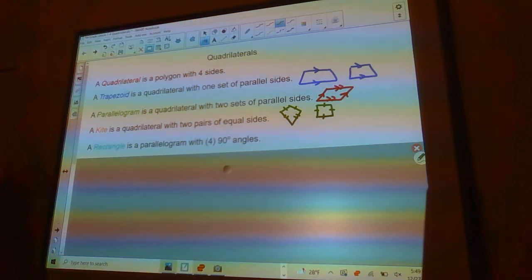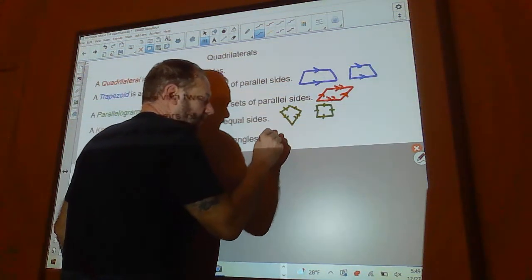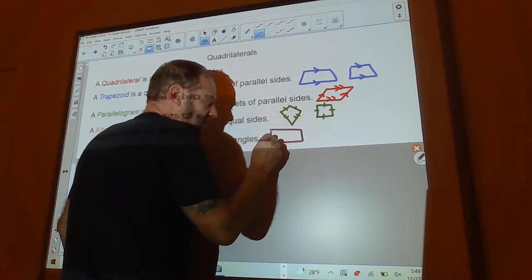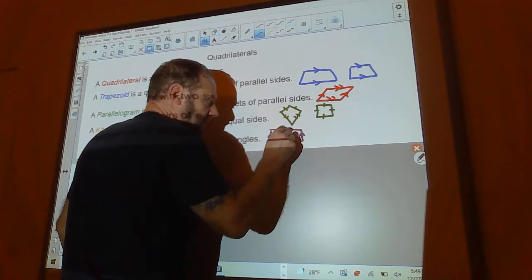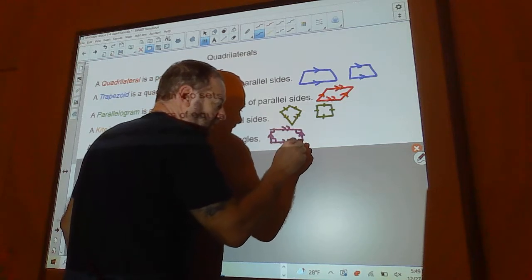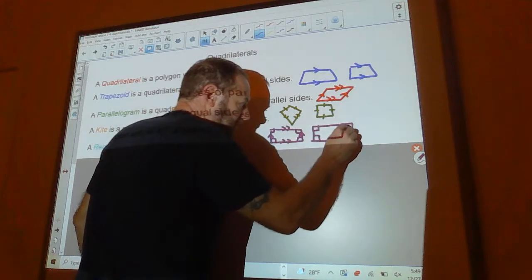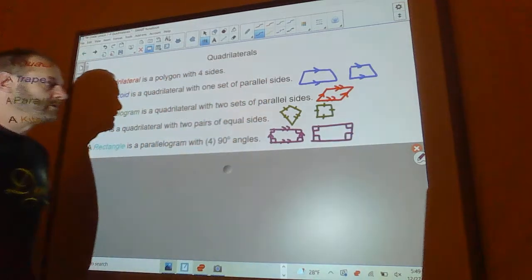Okay, a rectangle is a parallelogram with four 90-degree angles. So this is a special parallelogram. It's definitely got parallel sides here and here, here and here, but it has four 90-degree angles. And that's all you really need. You just need to have this.